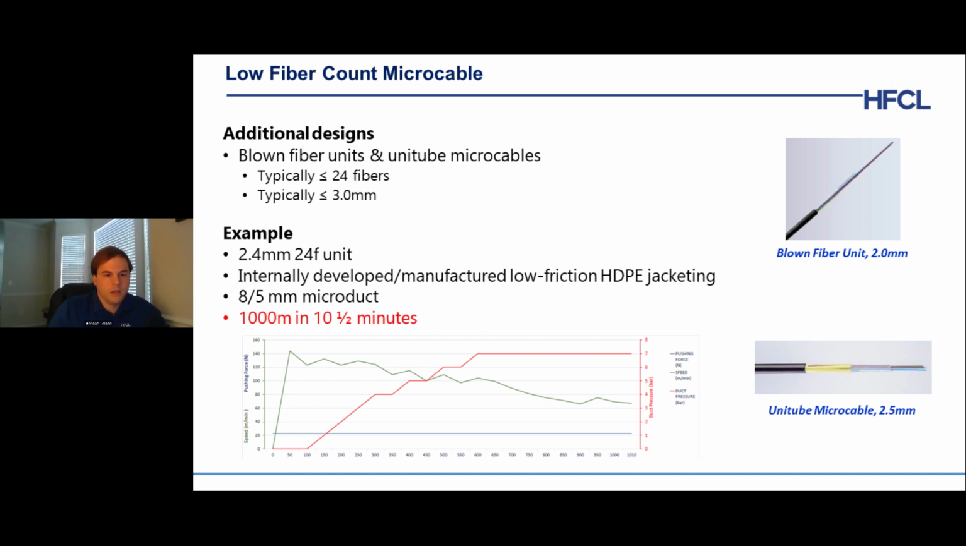As far as jetting goes, here's a quick example of a 2.4 millimeter 24 fiber blown unit using our internally developed and manufactured low friction HDPE jacketing, specifically targeting a 5 millimeter microduct, going a distance of 1,000 meters in roughly 10.5 minutes. You can see the graph down below showing this.